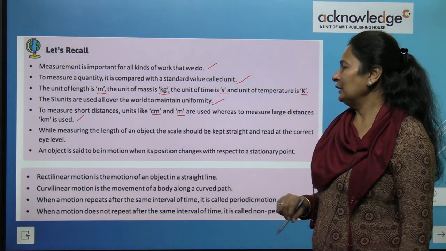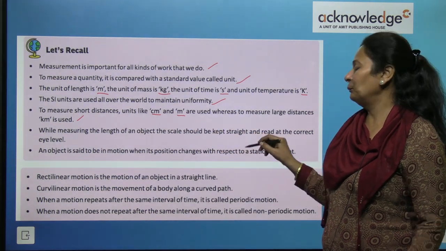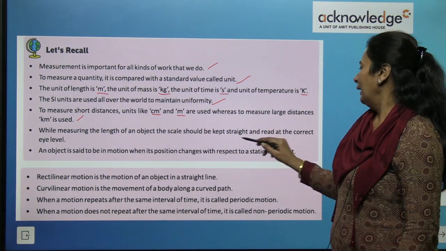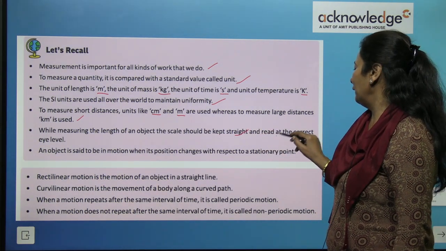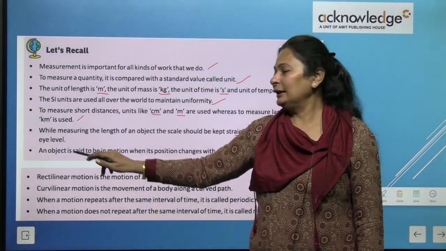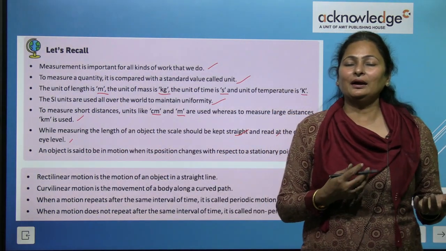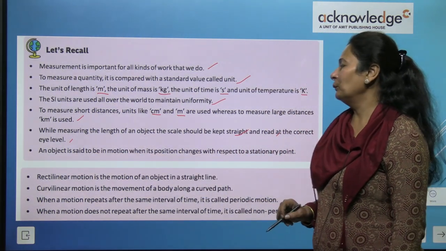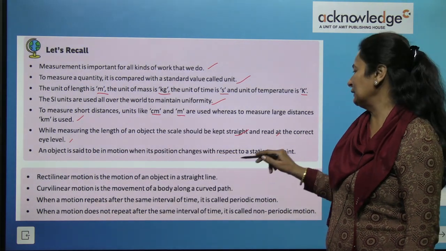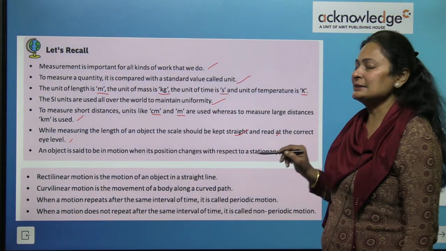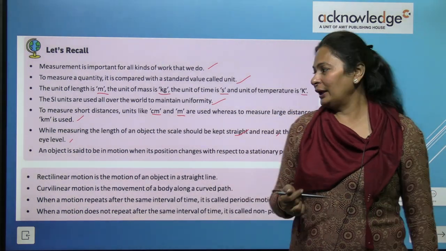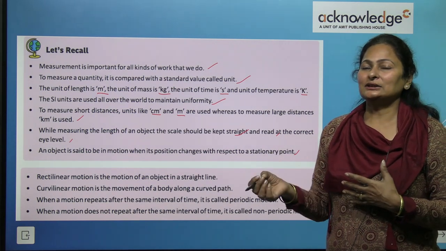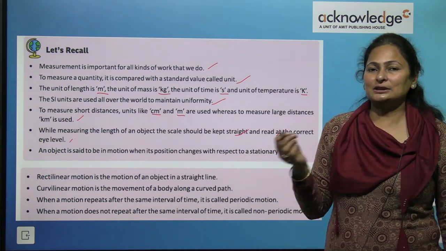Now, while measuring the length of an object, we should remember these things: the scale should be kept straight, and you should read it from the correct eye level, right? Otherwise, there may be variation in measurement. An object is said to be in motion when its position changes with respect to a stationary point, which is still. With respect to that stationary point, you will see whether the object is moving or not.